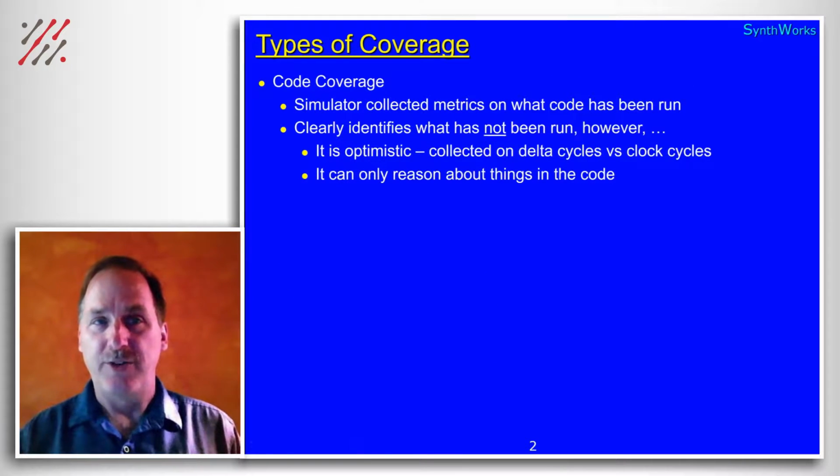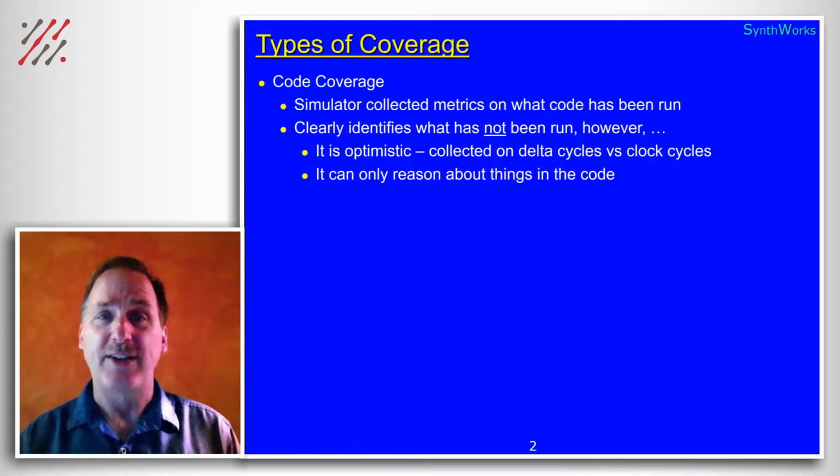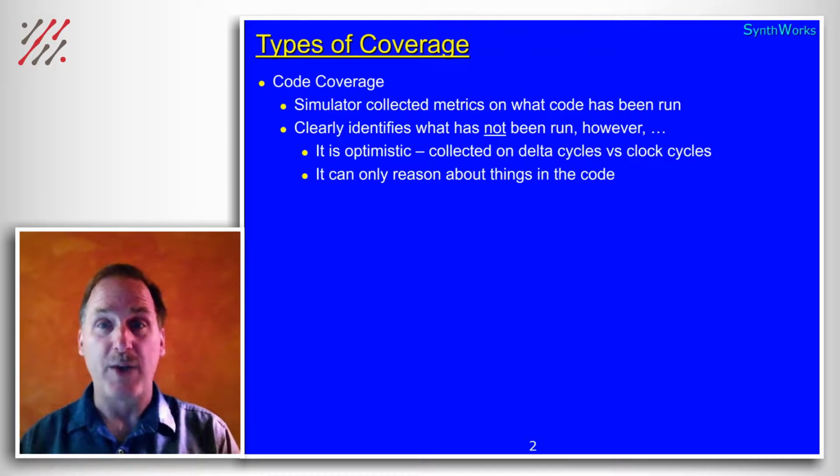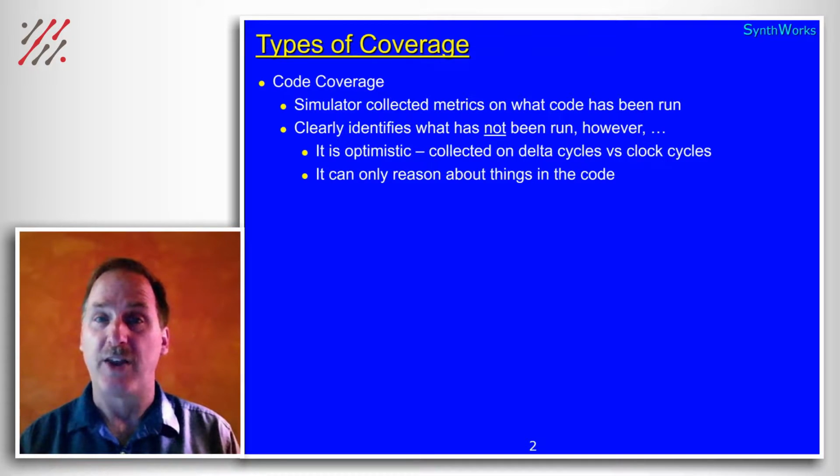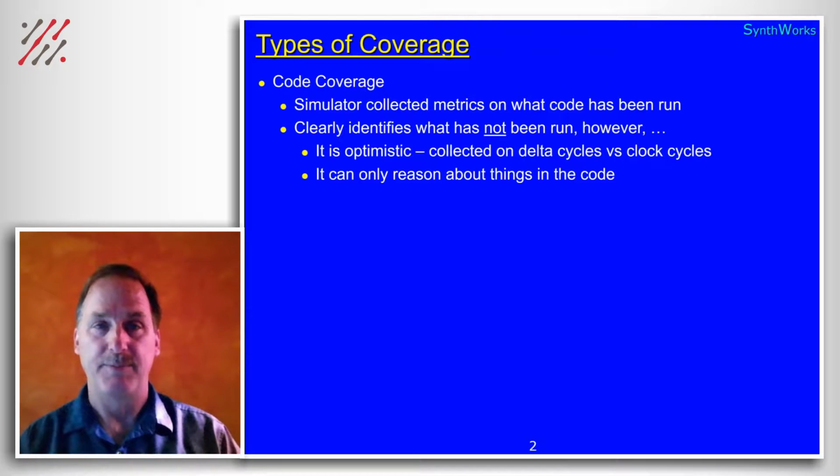Okay, so when we talk about types of coverage, there's code coverage, which is a simulator collected metric on basically what code has been run. Code coverage clearly identifies what has not been run. However, it's optimistic because it's collected on delta cycles versus clock cycles, and in one given clock cycle, we can have many delta cycles. But we really only want to be collecting coverage at the last execution before the clock cycle, because that's the code that has effectively been run during this cycle. In addition, code coverage can only reason about things that are actually in the code. So if we leave something in the test plan out of the code, then there's no way code coverage can tell us that that piece is missing.